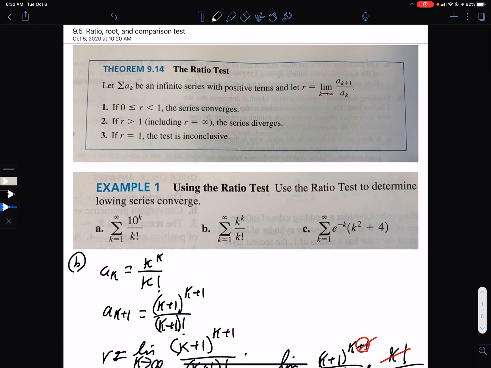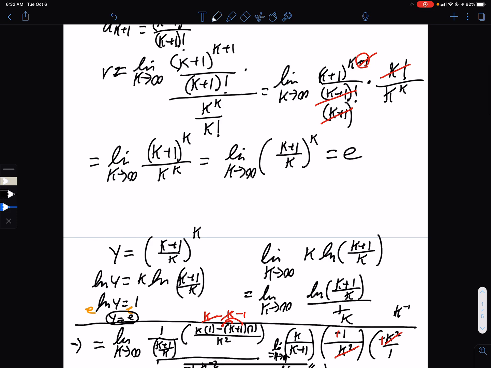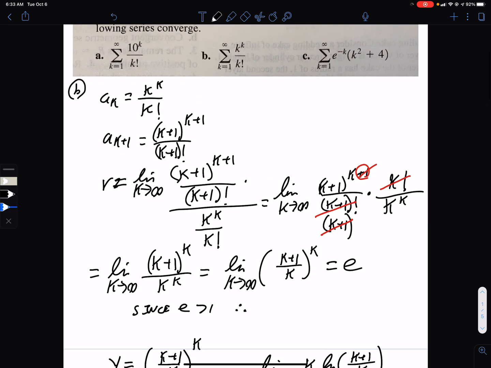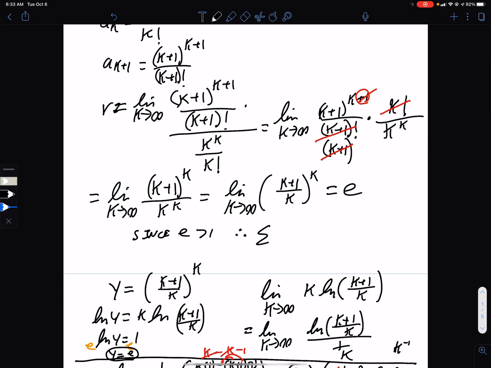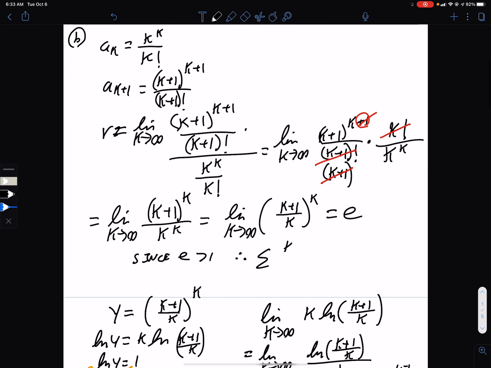Is e between 0 and 1? No, because e is 2.7 something. Since r is greater than 1, I would say since e is greater than 1, therefore the series is divergent. The original series, k to the k over k factorial, is divergent. Okay? So that's going to be the second one.